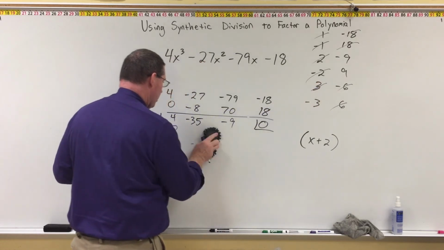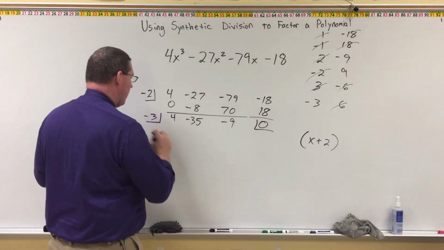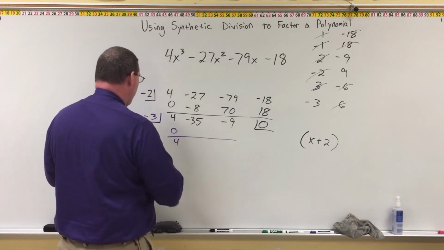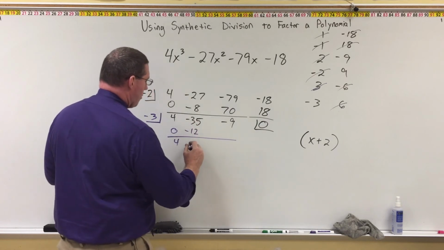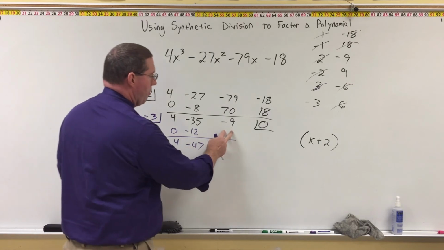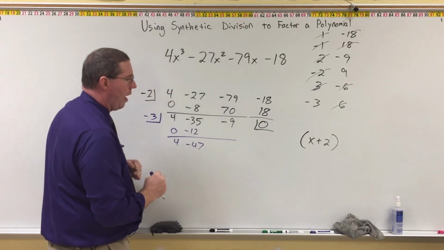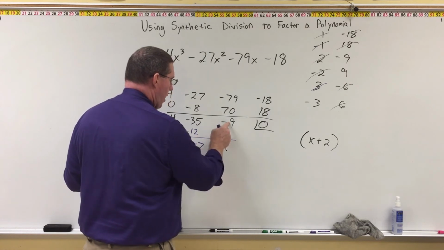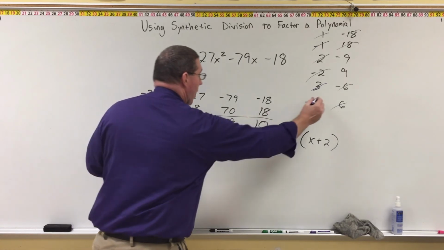So let's try negative 3, shall we? Negative 3, then we'll put a 0. 4 plus 0 is 4, times negative 3 is negative 12, minus 35 is negative 47. Negative 47 times negative 3 is like negative 100 and something. It is not going to cancel out this negative 9. Only a positive 9 will cancel out this negative 9 right here. So negative 3 is out.